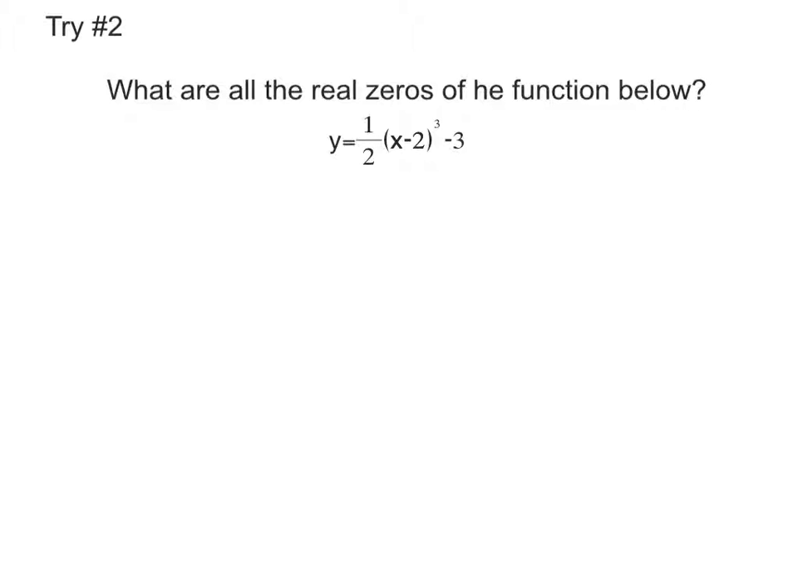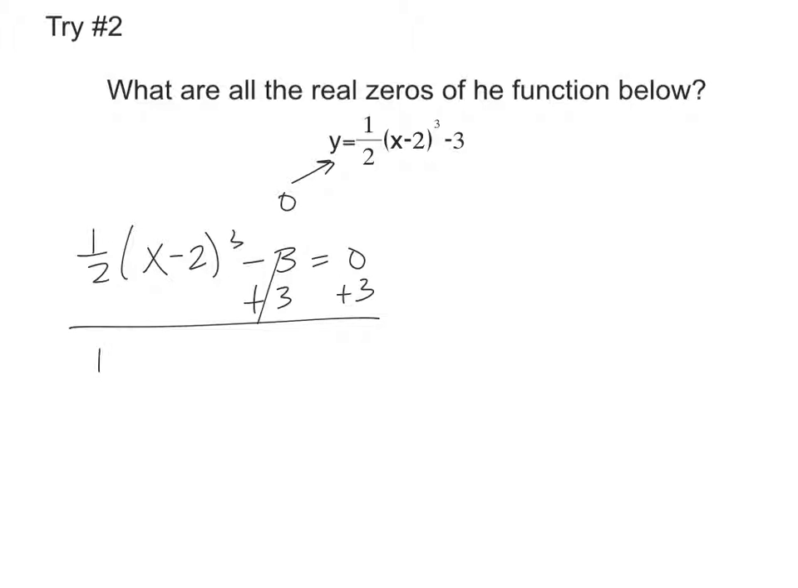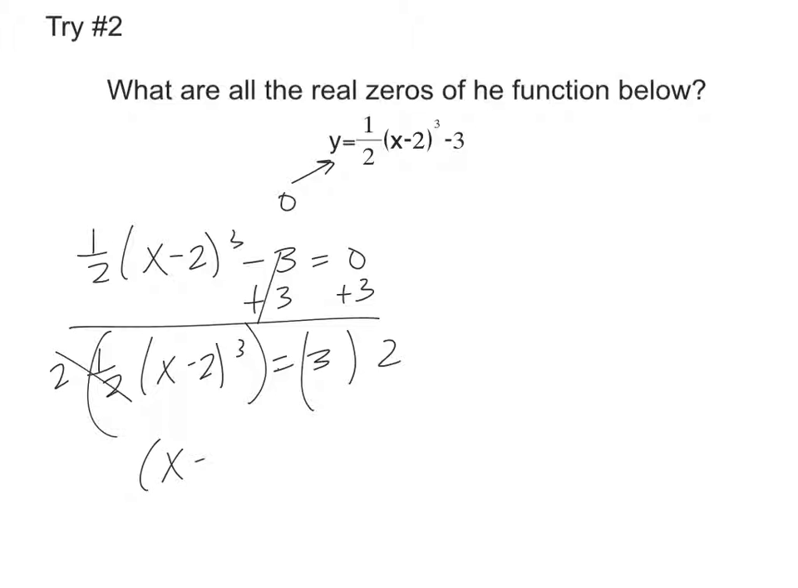All right, so just remember again that we need to change the y to 0. And this time I'm going to switch it around because I prefer my 0 on the right hand side. So here we go. 1/2 parentheses x minus 2 cubed minus 3 equals 0. We're going to add 3. We get 1/2 parentheses x minus 2 cubed equal to 3. Okay, multiply both sides by 2. That's going to leave us with x minus 2 cubed equal to 6.